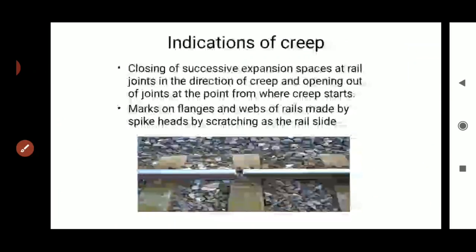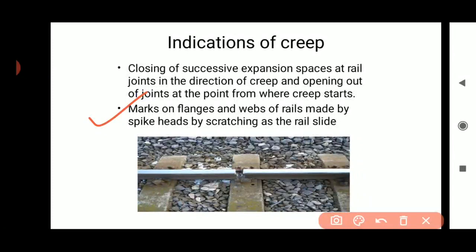Then another indication is marks on flanges and webs of rails made by spike heads by scratching as the rail slides. If we see some scratch marks on the rail webs and flanges, then from that also we can assure that maybe the creep has occurred in the rail. So these are indications.